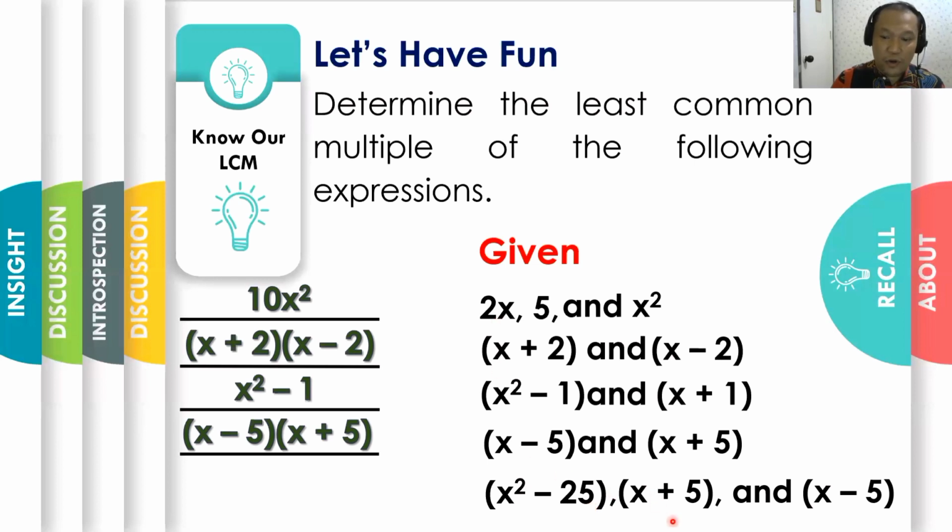Now, x plus 5 is common to x plus 5. X minus 5 is also common to x minus 5. Therefore, since we do have 2x plus 5 and we do have 2x minus 5, we're just going to treat it as a single expression. Therefore, our LCM will be x squared minus 25, or x plus 5 times x minus 5. Knowing this concept of finding the LCM, now this can help us in solving rational equation.